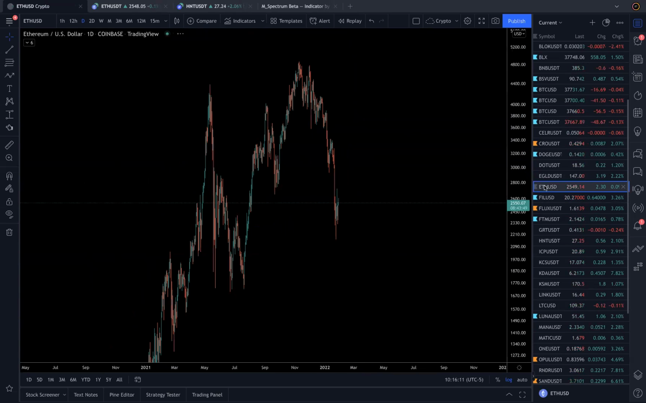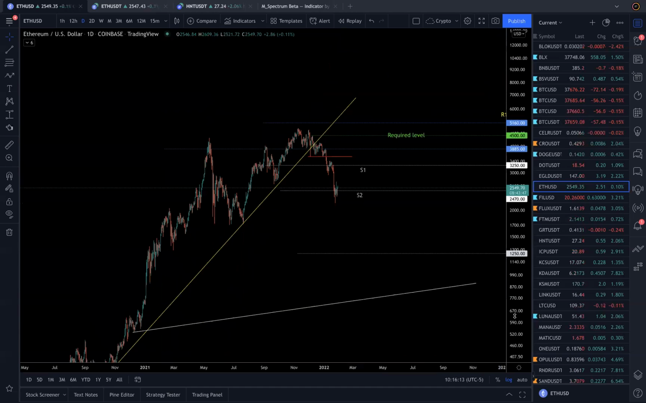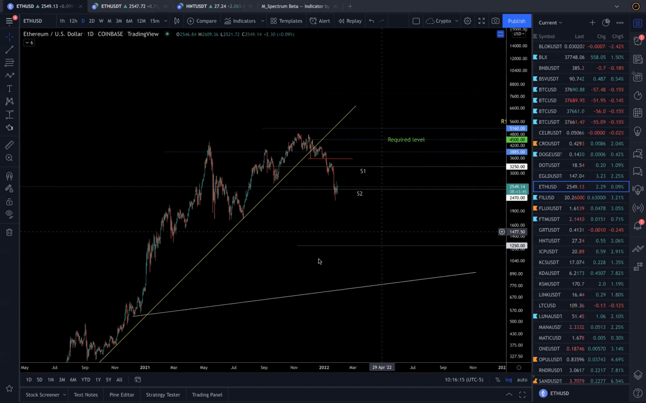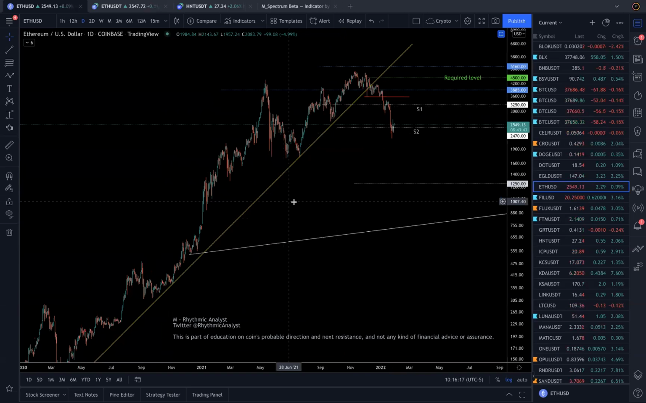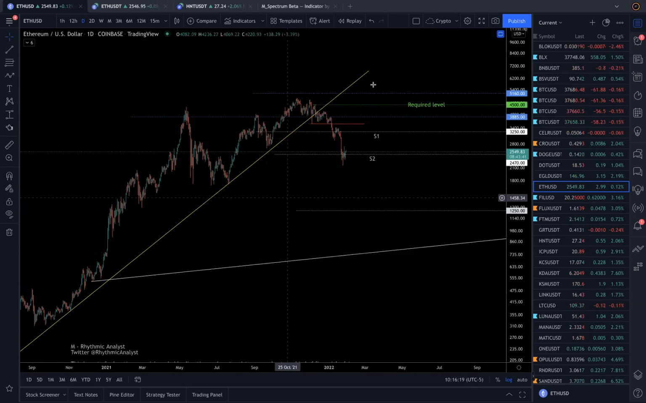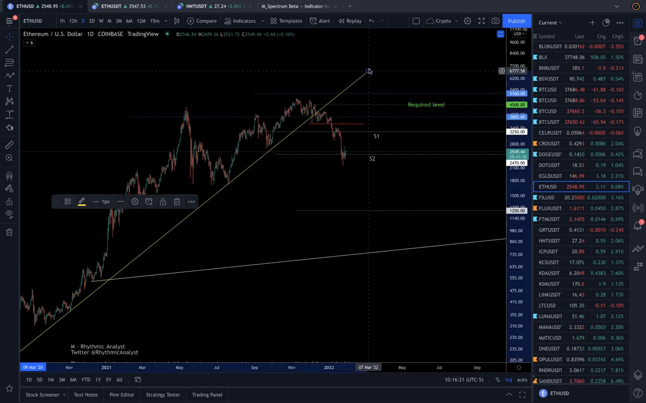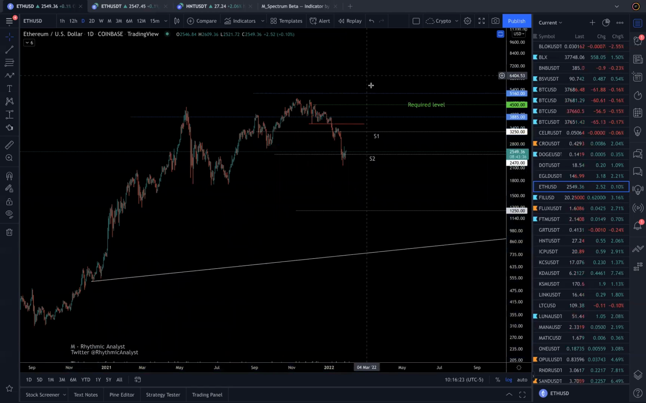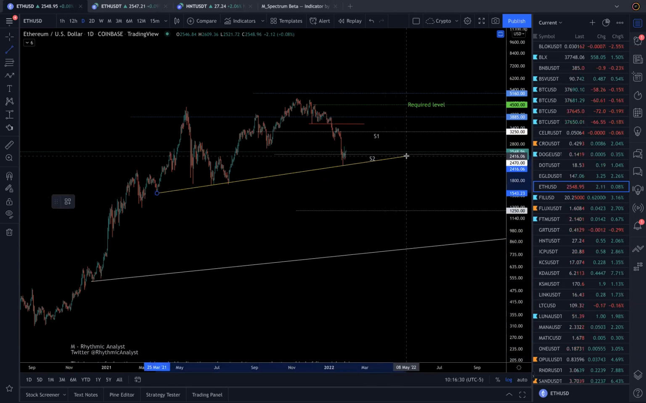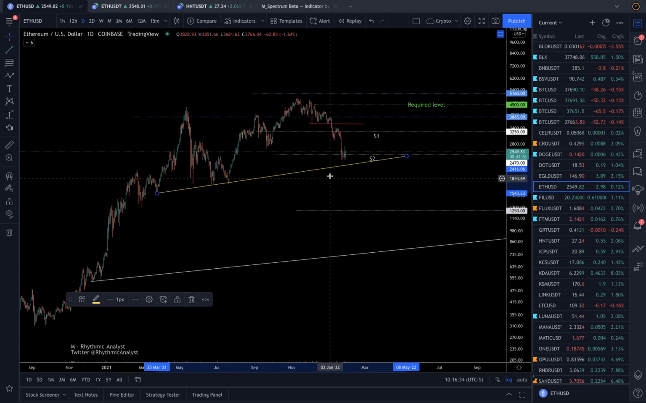Okay, next one is Ethereum. Ethereum had broken this yellow trend line, right? So that's how everything started. Maybe I'll remove it now. For now, very similar to this one. At this moment, it has hit this line. Okay, so the whole consolidation is like this.